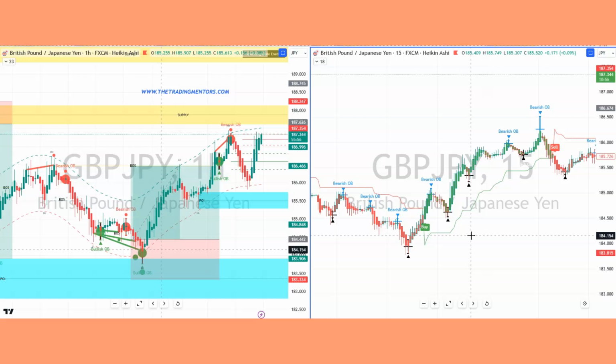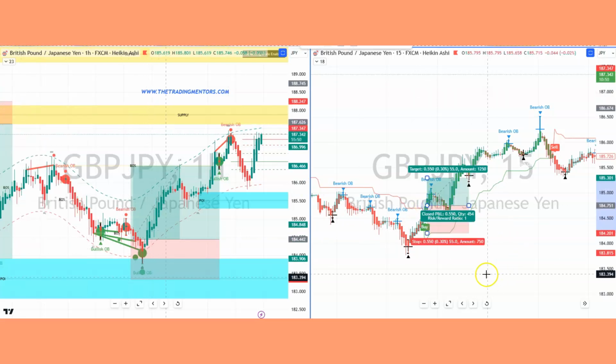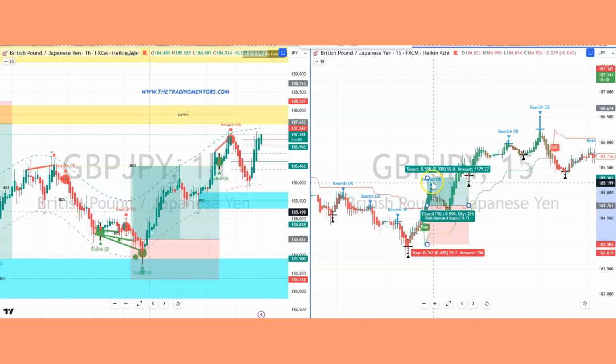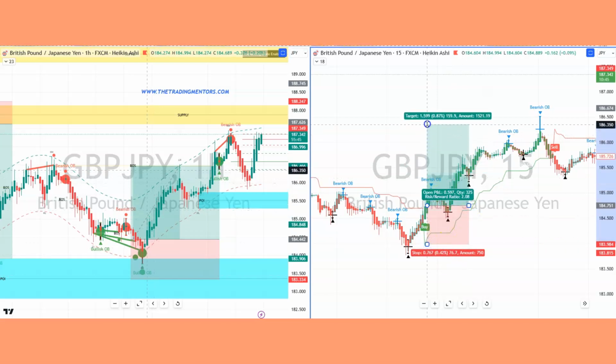And so therefore we can safely say that has converted. And so we can go in there, we can put a stop there, and we've got our target up there. We've already calculated it. We don't need to calculate anything on the 15-minute chart.